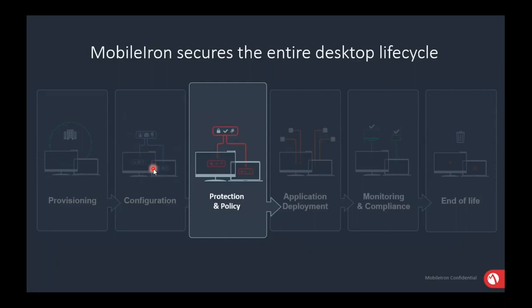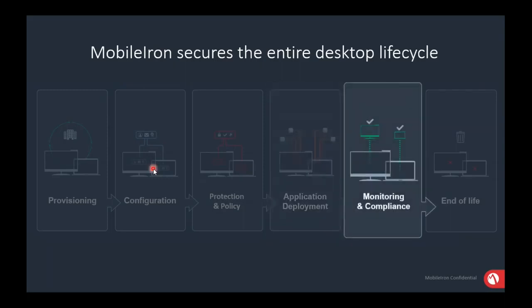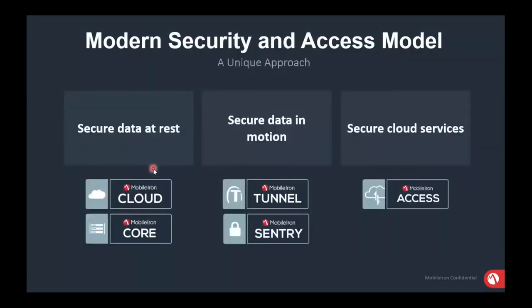For example, you can enforce password complexity through MobileIron itself. If the password complexity is not met, it won't allow them to register or proceed. After that, it will push whatever basic or necessary applications the user needs based on their role or group, and the device is kept for monitoring and compliance purposes. Once an employee leaves or the device reaches end of life, you can either do a selective wipe or totally wipe the laptop. With MobileIron, we make sure the data is always secured, whether at rest or in motion, and we secure cloud services.